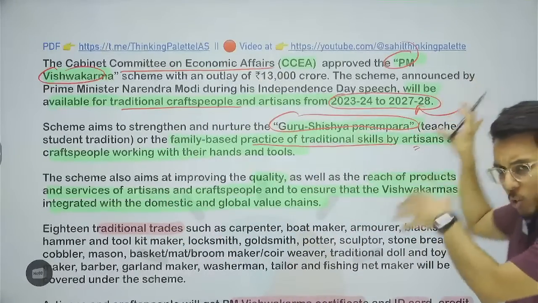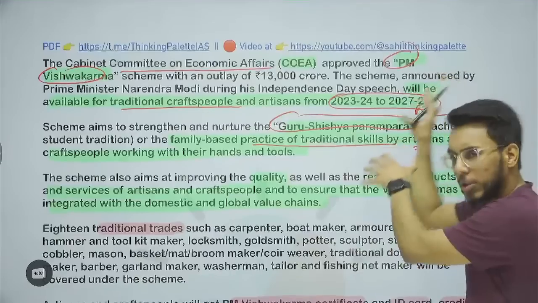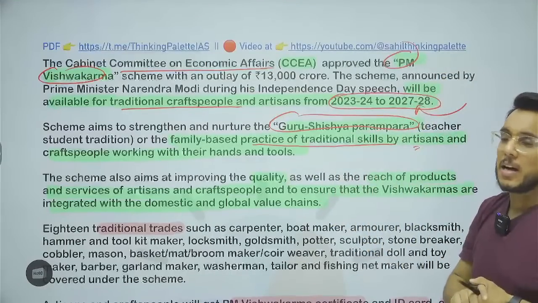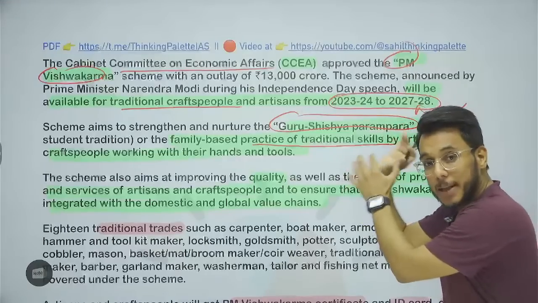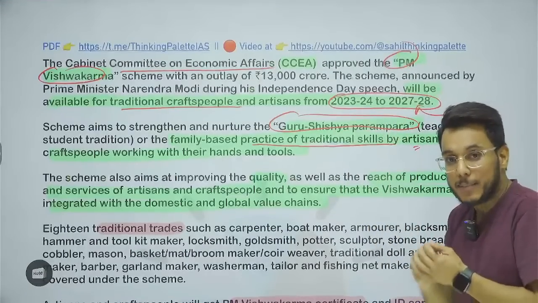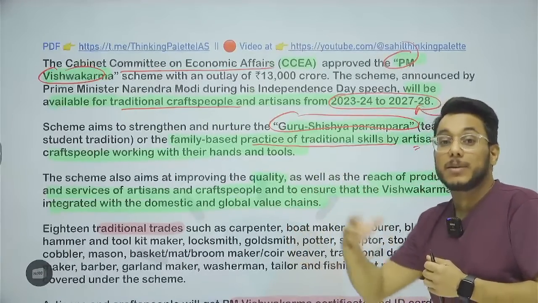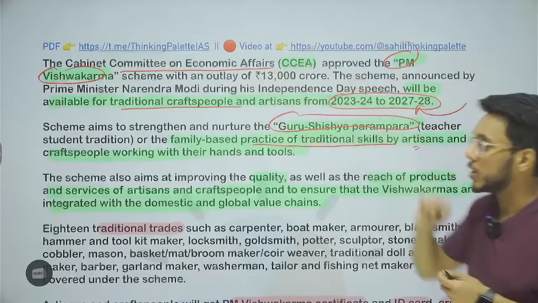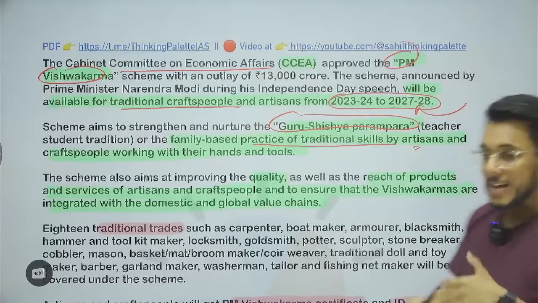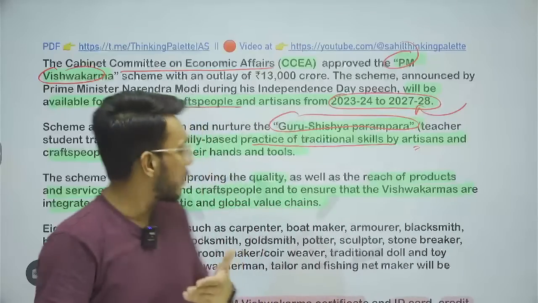So through this particular heritage, through this traditional continuity, these skills have been transferred. Now government will not tamper with that basic design, but at the same time some technical upgradations will be provided by government to these people through this PM Vishwakarma scheme. Now by this scheme, what will government do?